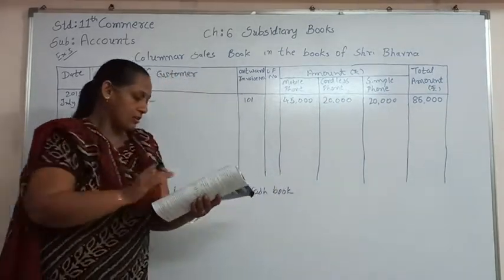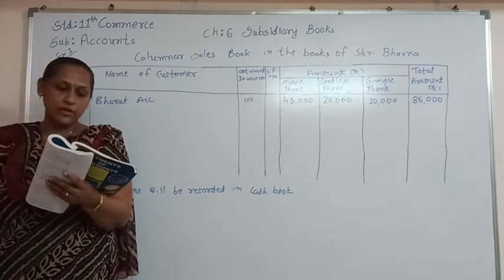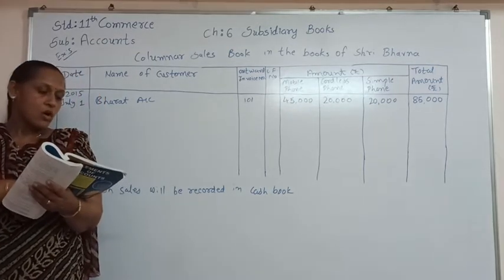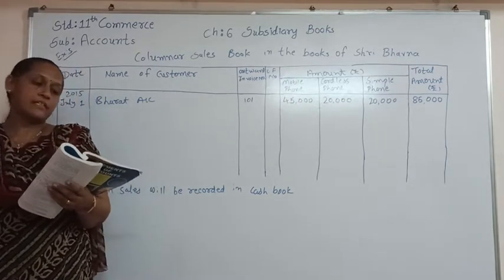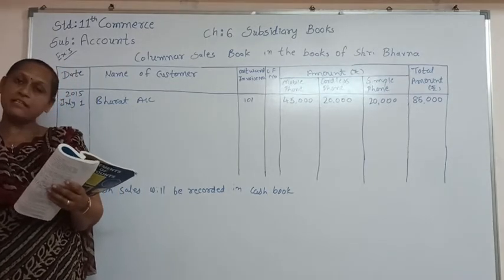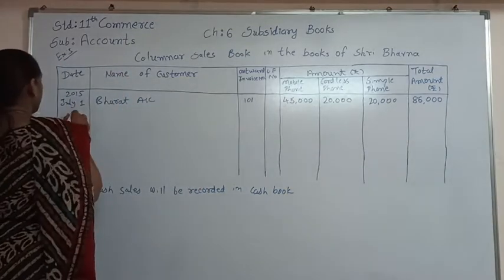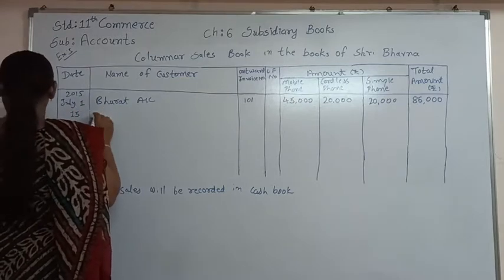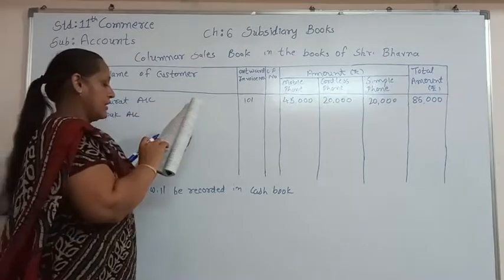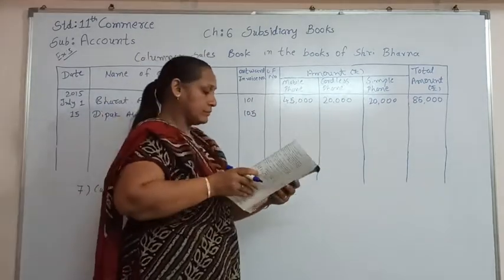Now let's see the 15th. Sold 4 mobile phones at rupees 7,500 per piece, 10 simple phones at 1,700 per piece, all at 10% trade discount. So here trade discount is given to Deepak, and credit is for 3 months. Invoice number is 105. So that is on date 15, Deepak's account, and invoice number is 105.